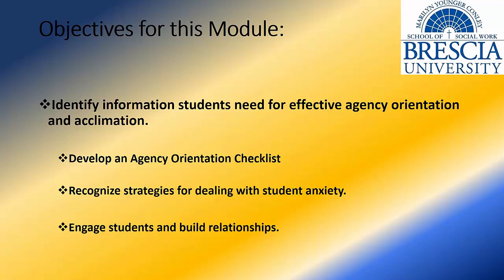The objectives for Module 4 include identifying information students need for effective agency orientation and acclimation, developing an agency orientation checklist, recognizing strategies for dealing with student anxiety, and engaging students and building relationships.